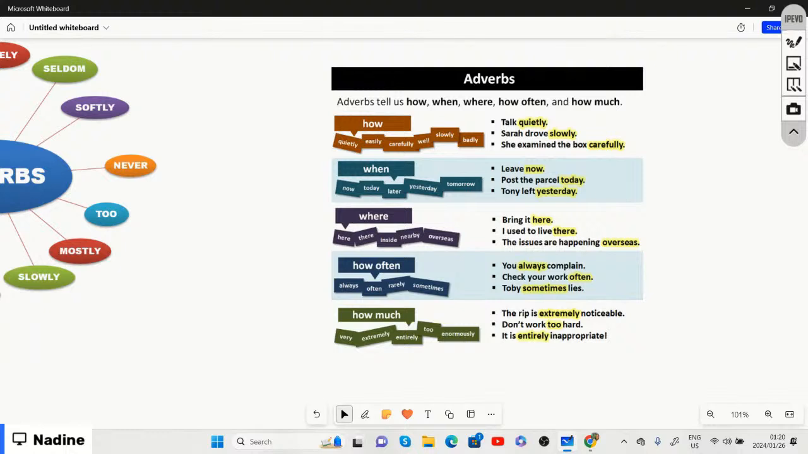And remember, we said that adverbs tell us either how, when, or where. And if we look at the adverbs that tell us where, it's words like here, there, inside, nearby, overseas. So now we're going to aplusstudents.ca.